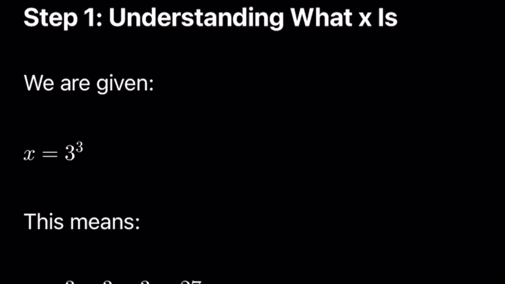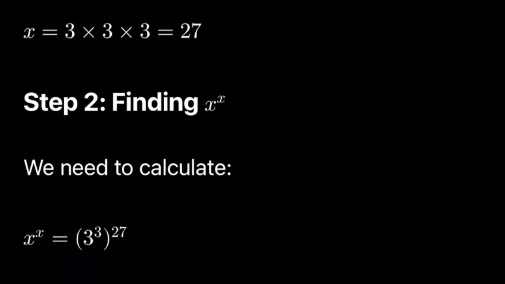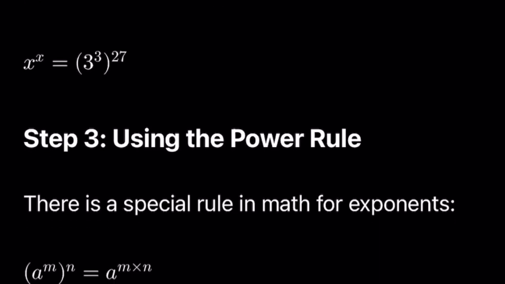Step 1. Understanding what x is. We are given x equals 3 cubed. This means x equals 3 times 3 times 3 equals 27. Step 2. Finding x^x. We need to calculate x^x equals 3 cubed to the power 27.